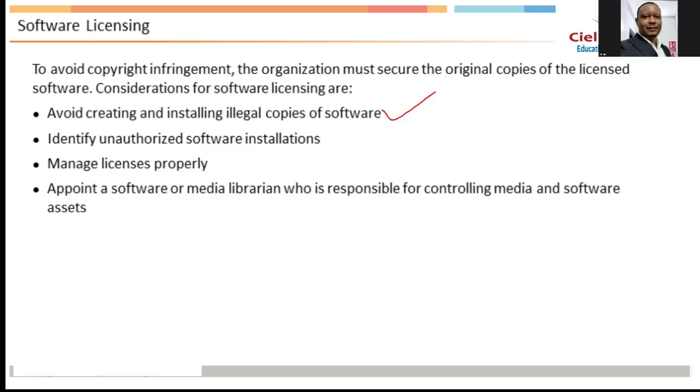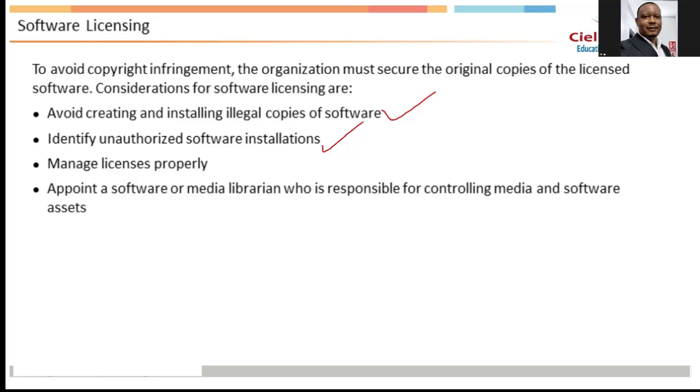If you're using pirated or unauthorized software, it can lead to several legal consequences. So let's say, for example, if an organization installs maybe an illegal version of Microsoft Office, this can lead to violating copyright law. We also have what we call identifying unauthorized software installation. So it's also your duty as a security professional to identify unauthorized software installations. So you need to carry out regular audits as well as checks in order to make sure that no unauthorized or unlicensed software is installed on the company's computers.